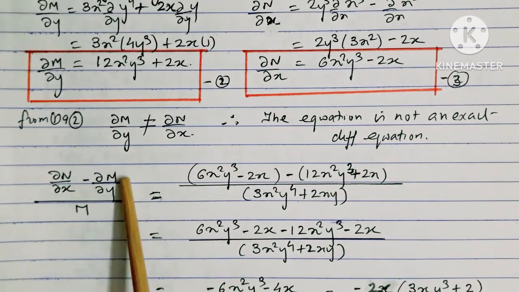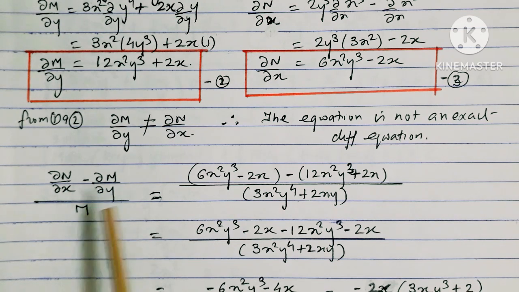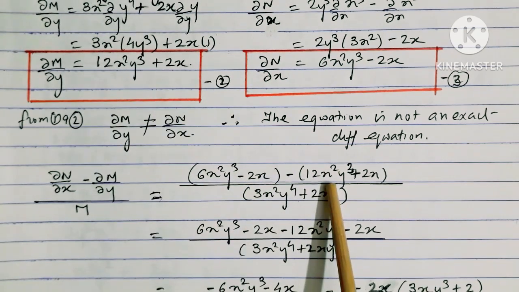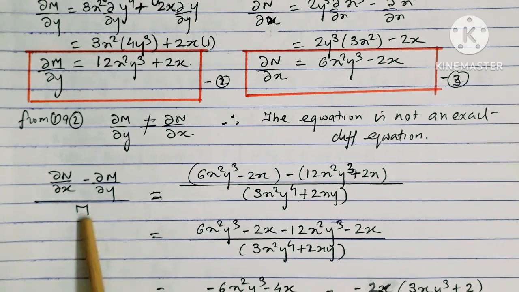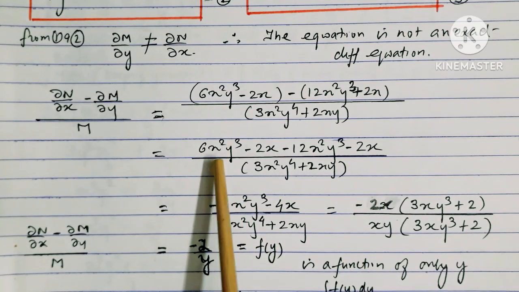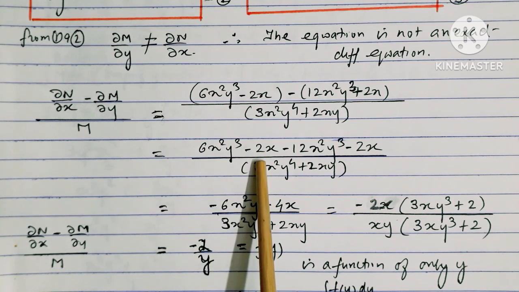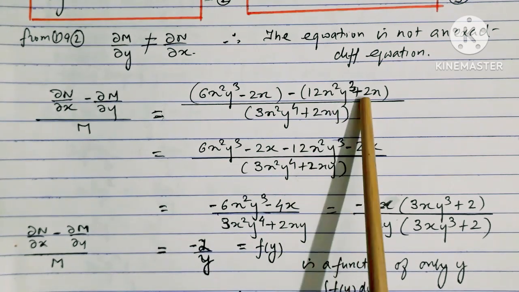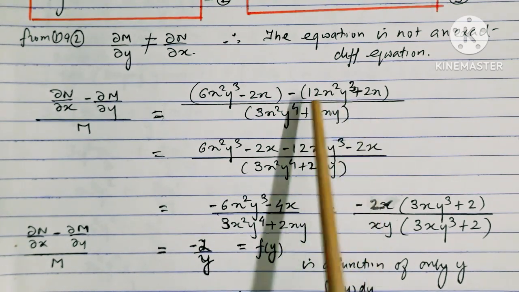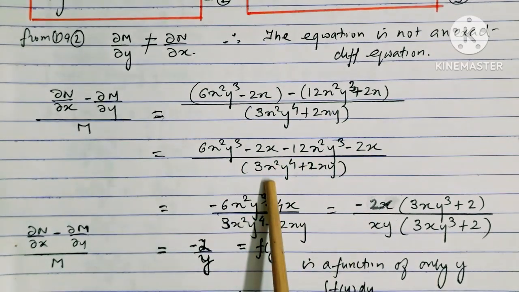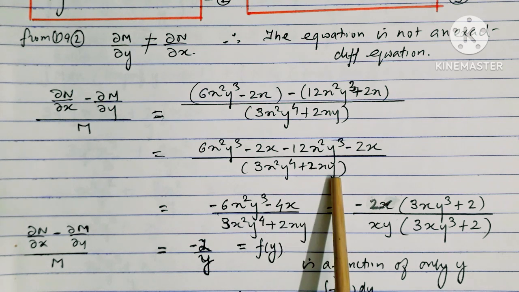Therefore, (∂N/∂x − ∂M/∂y) upon M is equal to (6x²y³ − 2x − (12x²y³ + 2x)) upon (3x²y⁴ + 2xy). Now, there is a negative sign outside the bracket. So, when we open the bracket, both the terms inside the bracket will change their sign. So, this would be equal to (6x²y³ − 2x − 12x²y³ − 2x) upon (3x²y⁴ + 2xy).